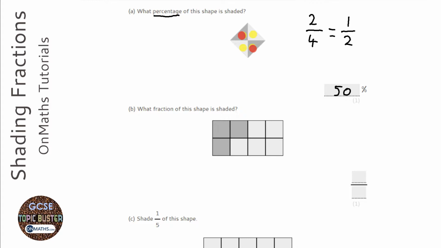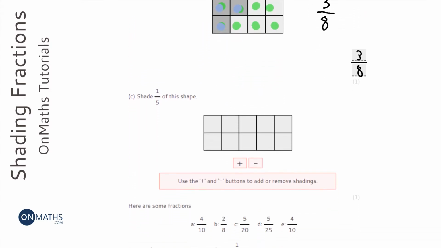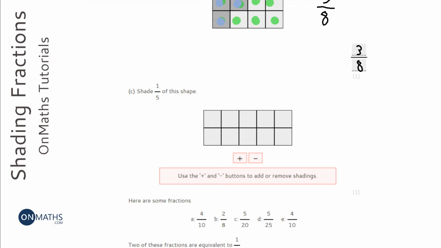So let's do the next question. It says, what fraction of the shape is shaded? So there are 1, 2, 3, 4, 5, 6, 7, 8 equal chunks. So I know the bottom of the fraction will be 8. And the next question I'm going to answer is, how many are we interested in? How many are shaded? 1, 2, 3. So 3 are shaded. So it's going to be 3 over 8, 3 out of the 8 chunks. And I can't simplify that. 3 over 8.